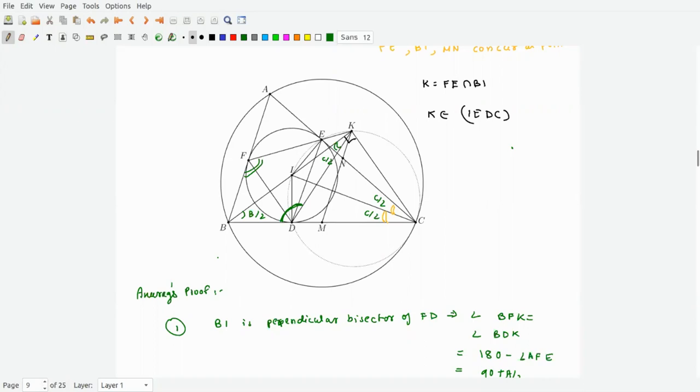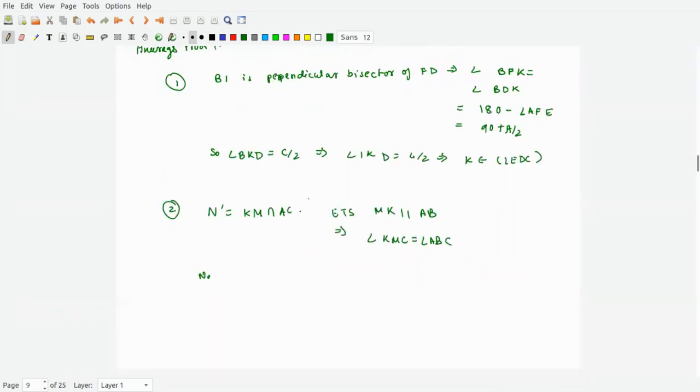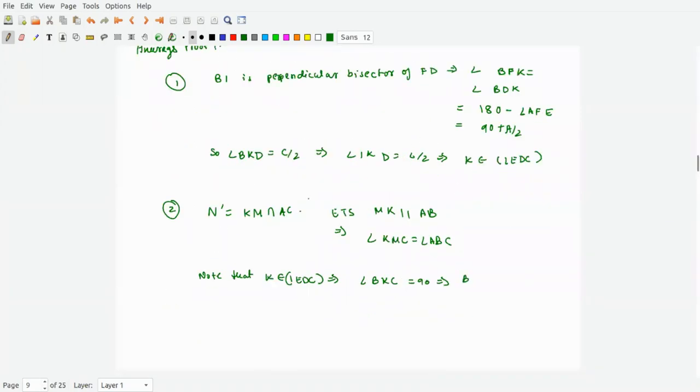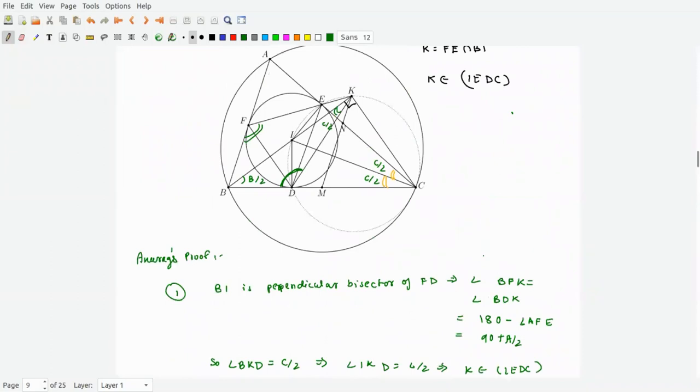Yeah, we have M. We already have BKC as 90 degrees. Do you not see why? So I'll write that down. Note that since K belongs to the circle with diameter BC, it implies angle BKC is 90, which implies BM is equal to MK is equal to MC. And we use the fact that BM is equal to MK. Now you guys finish it up.